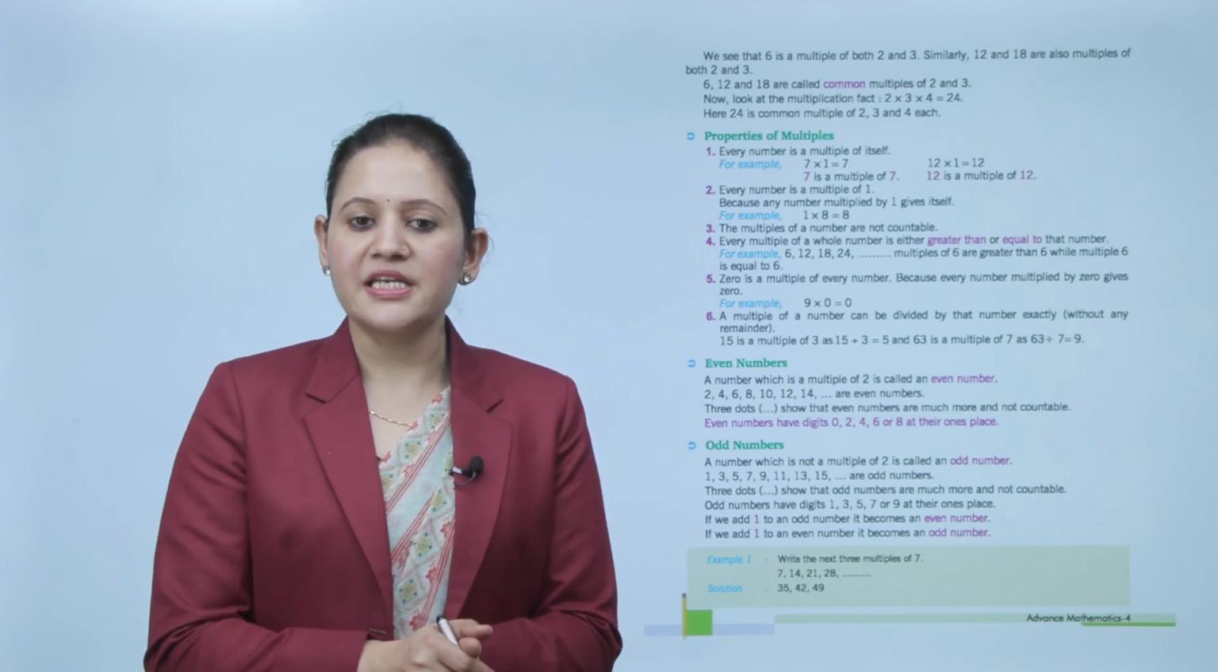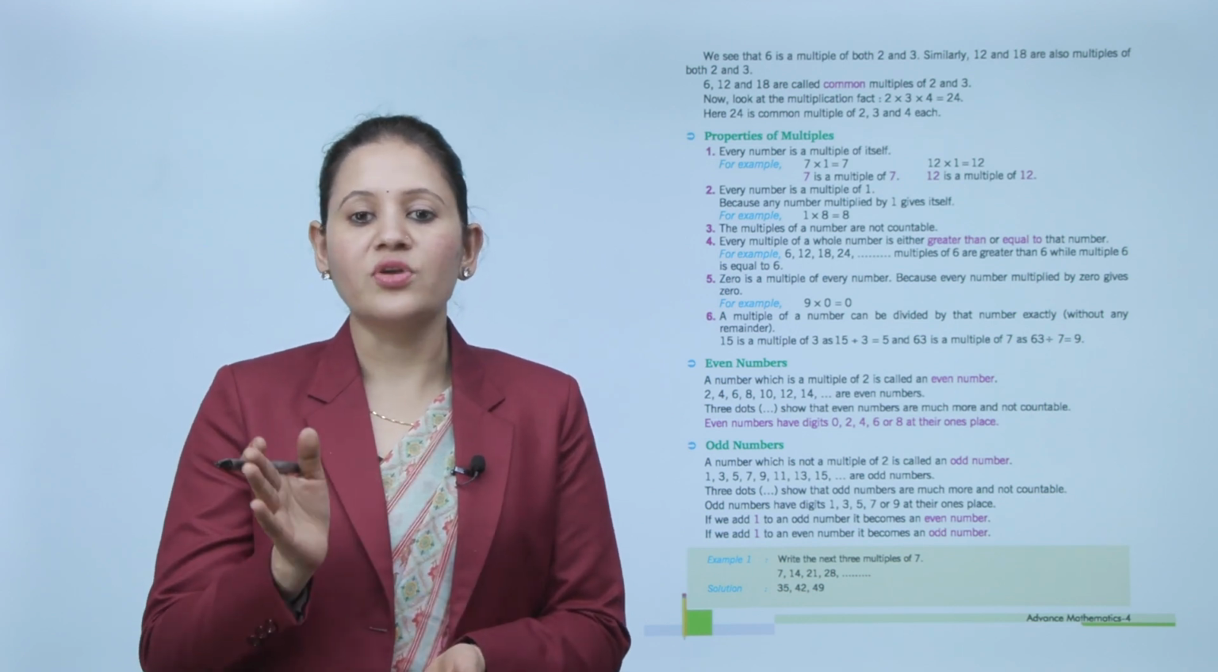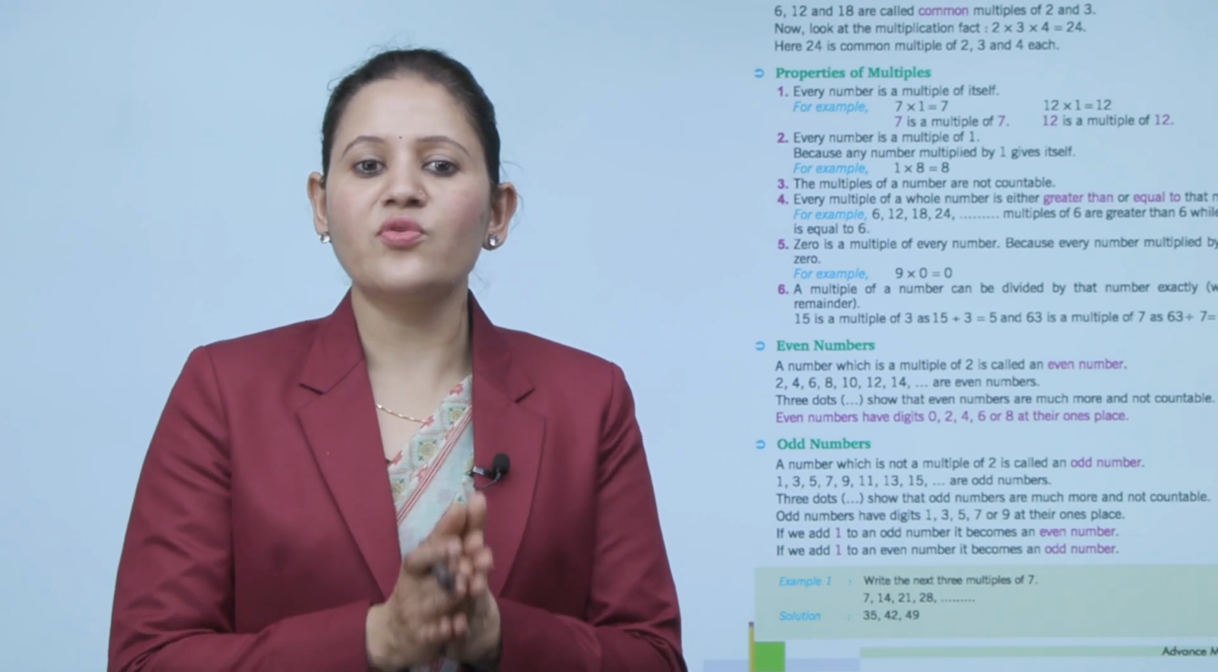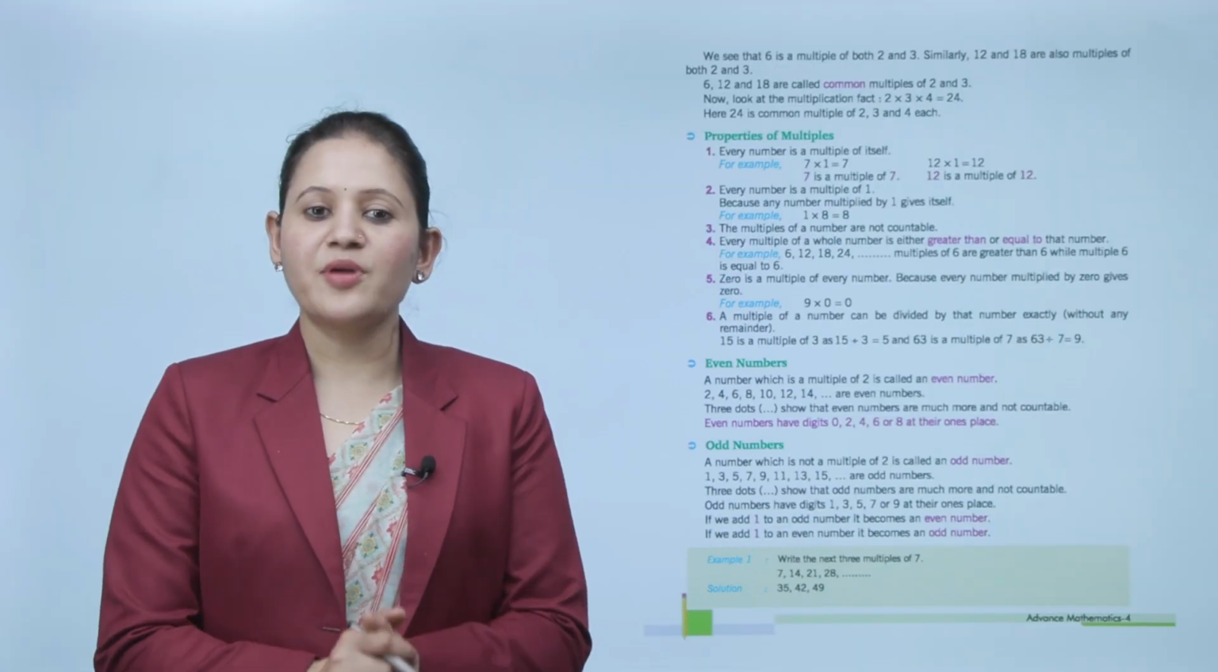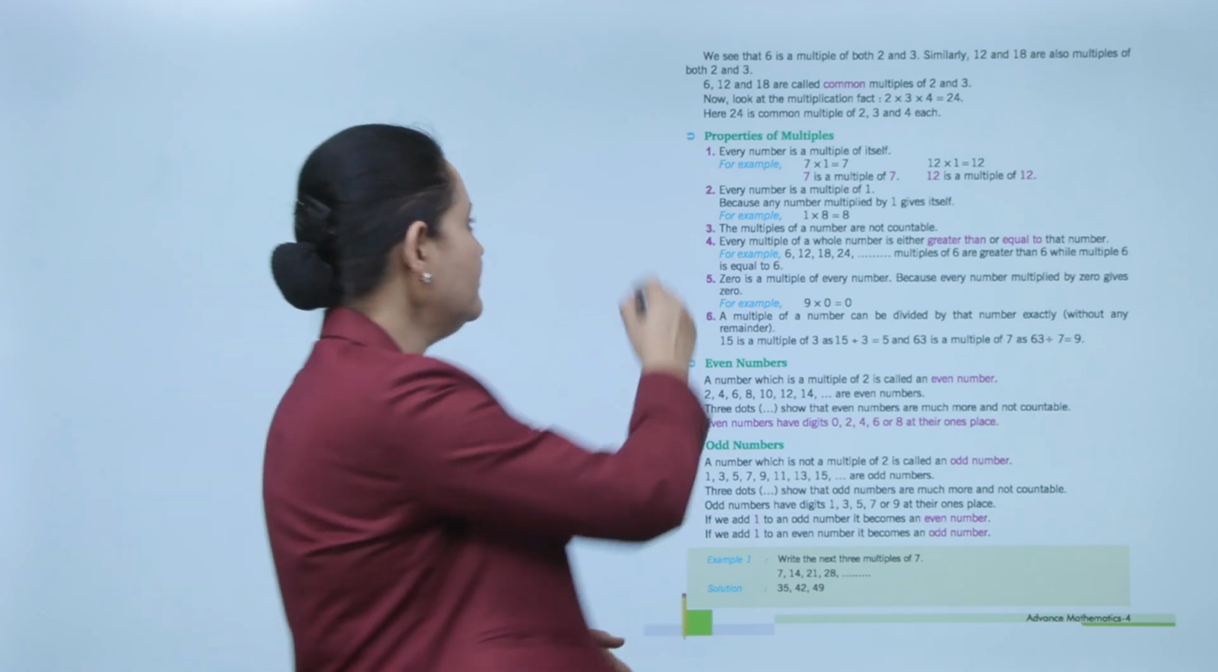Now look at the multiplication fact. 2 into 3 into 4, that is 24. Here 24 is the common multiple of 2, 3 and 4 each. Next is properties of multiples.